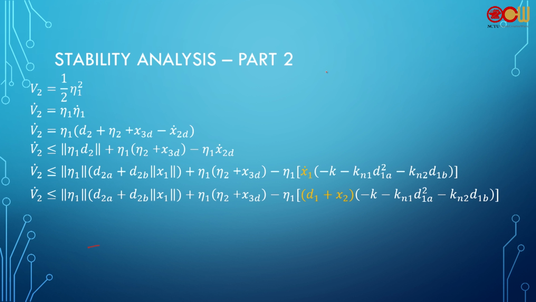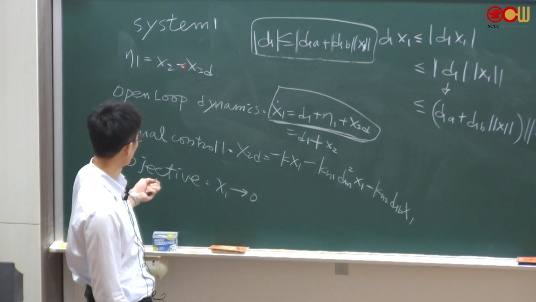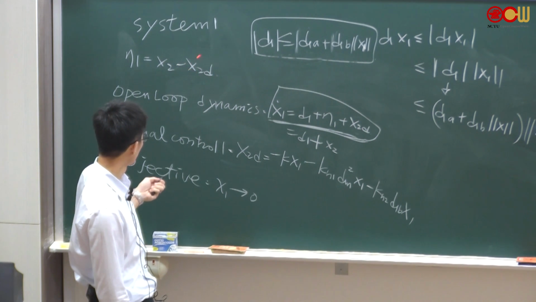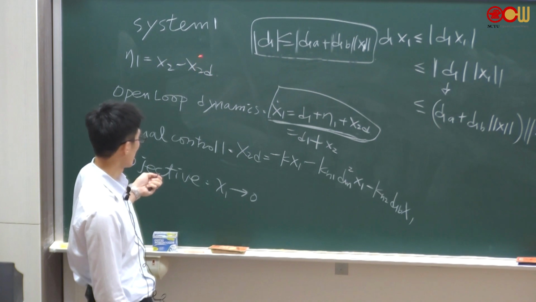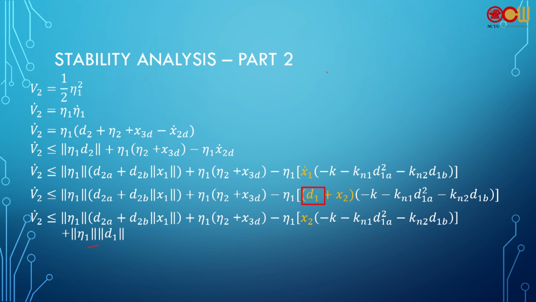So what's next? Regrouping terms. What is measurable? Is eta 1 measurable? x1, x2, x3 are measurable. Eta 1 is a measurable term minus some virtual control, which has to be known. So eta 1 is measurable. So this one can be measurable. And x1, x2 are measurable. So eta 1 is the variable. This is a constant. Measurable, and d1 is unknown. d1 is the disturbance. So we need to further upper bound d1.